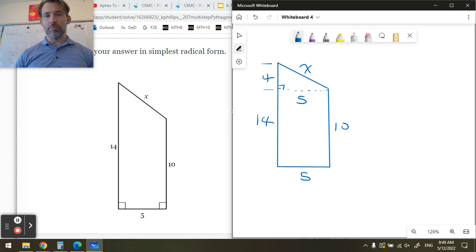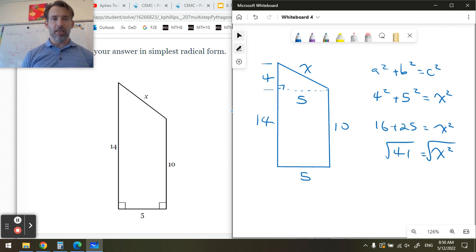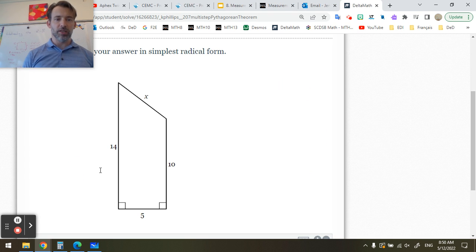So now we can do a squared plus b squared equals c squared. 4 squared plus 5 squared equals x squared. Now we've got 16 plus 25, which is still x squared. 16 plus 25 happens to be 41, equals x squared. So in this case, the square root of 41 is x, and they want the answer in the simplest radical form, so put it in that way.